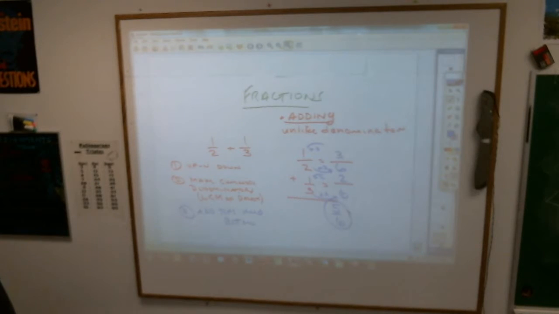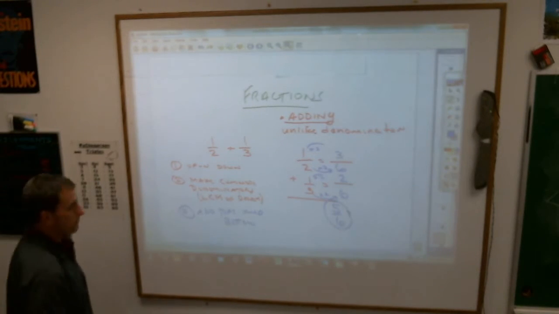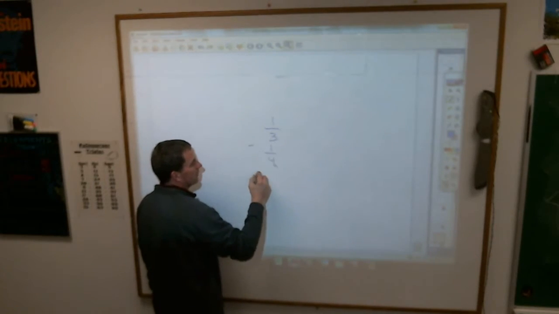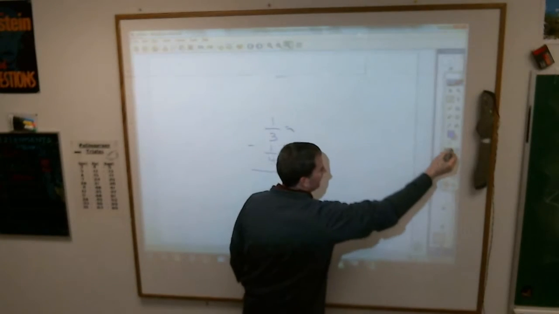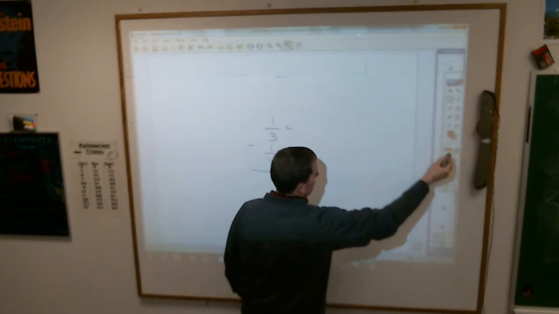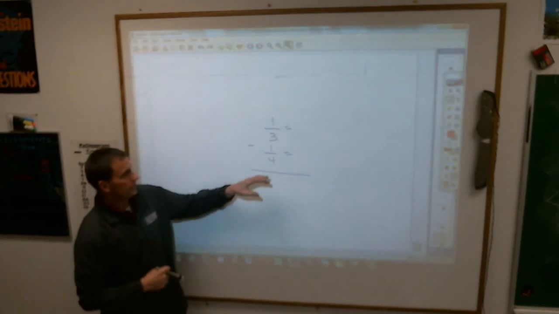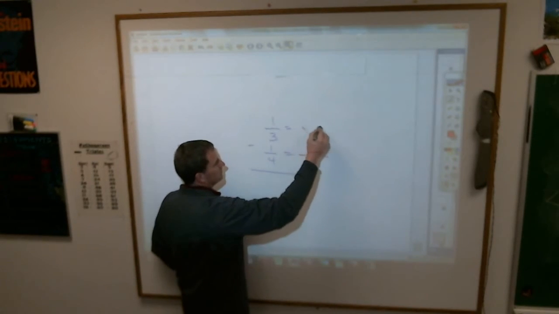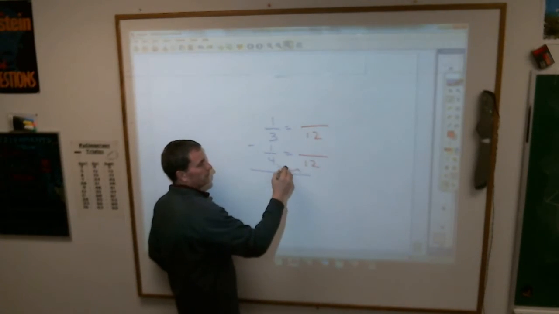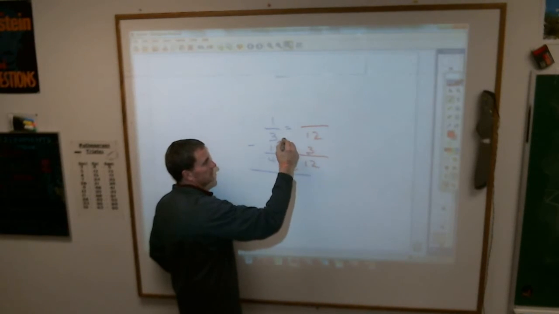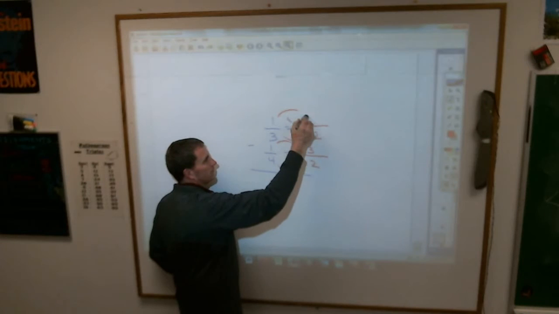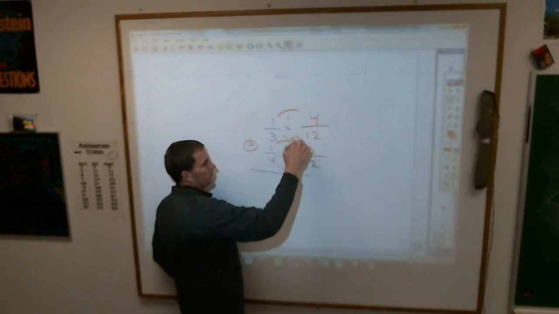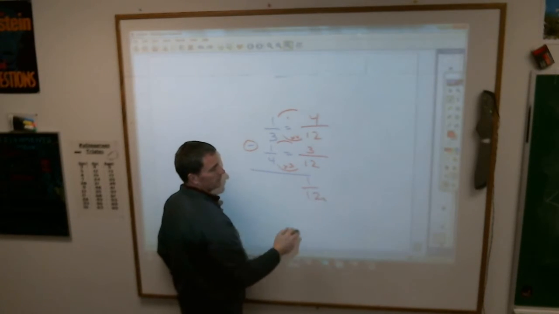How about another example? 1/3 minus 1/4. What is my common denominator of 1/3 and 1/4? I have a 3 and a 4. What's the smallest number that 3 and 4 go into, Carter Westfall? 12. Very good. So you multiply 4 by 3. 1 times 3 is 3. 3 times 4. 1 times 4. And this is subtraction. Please keep that straight. Not everything's addition. 3/12 from 4/12 is 1/12.